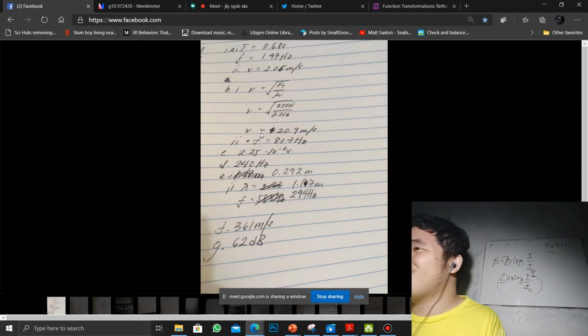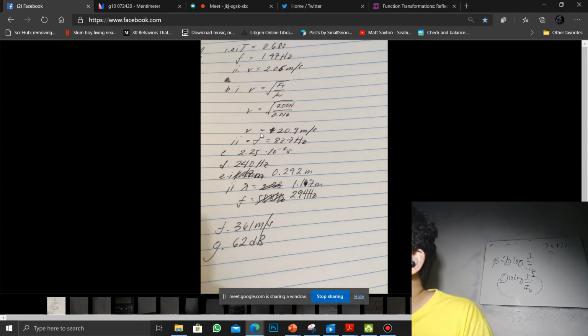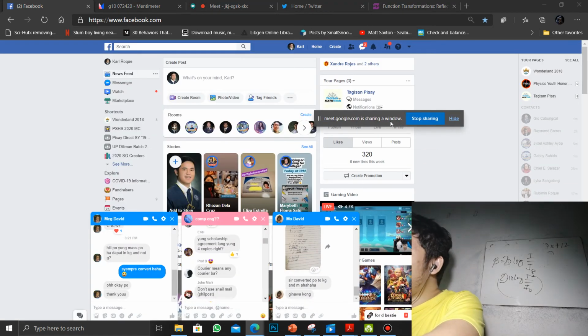Mo, double check letter B. Pero wait lang, hindi pa ako tapos. Letter D, 240 Hz. Sige, kasi sig figs, no? Letter E, 1.17. 294 Hz. Okay, Mo, converted to kilograms and meters.